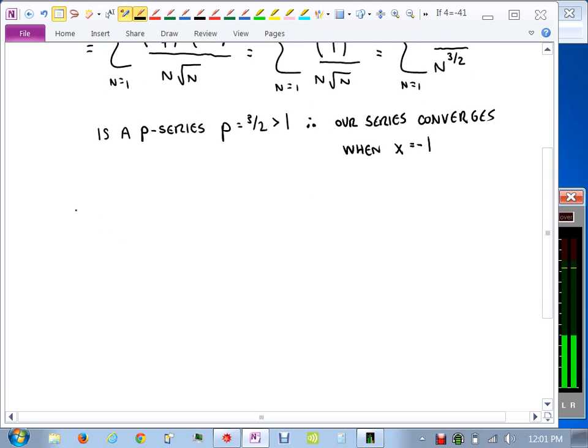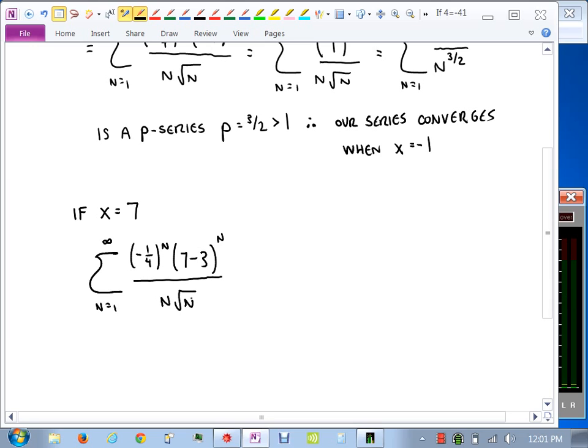So let's do if x is 1. Or sorry, if x is what? 7. Our series is sum n equals 1 to infinity, -1/4 to the n, 7 minus 3 to the n, all over n root n. So this is sum n equals 1 to infinity. Look at, I've got negative 1/4 to the n, but this time times 4 to the n, not negative 4.